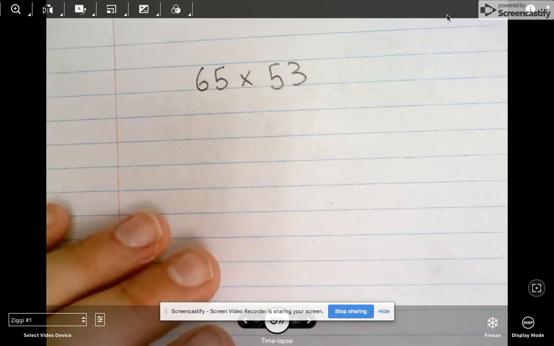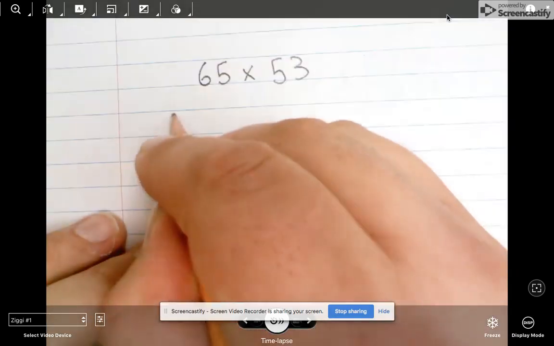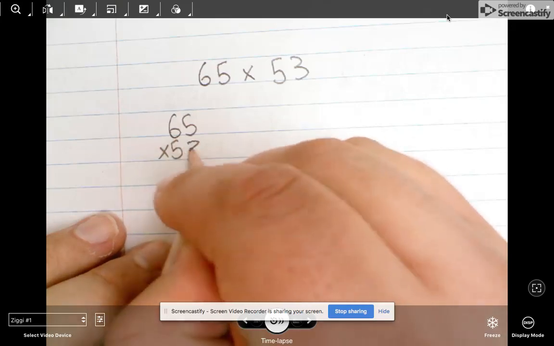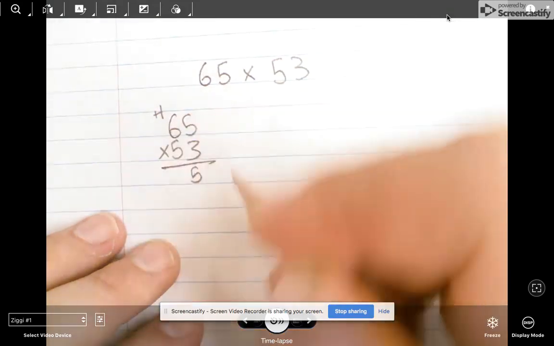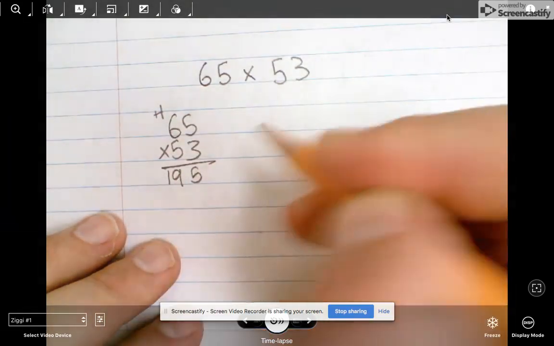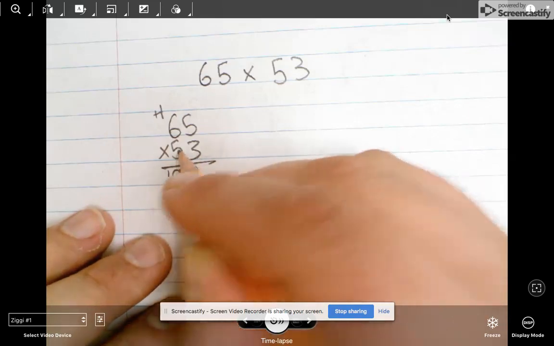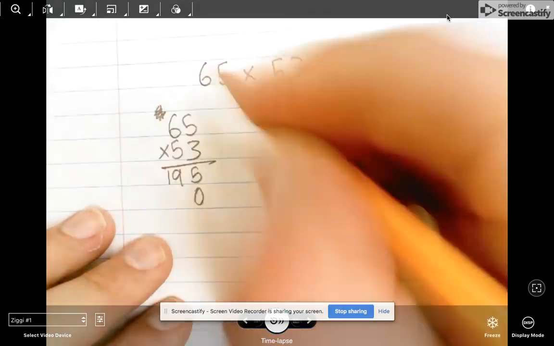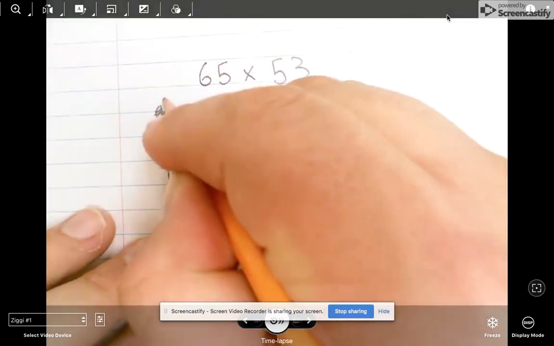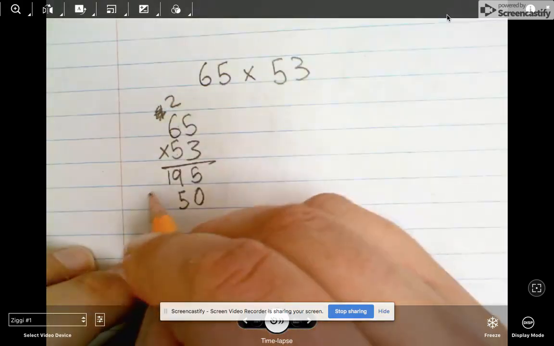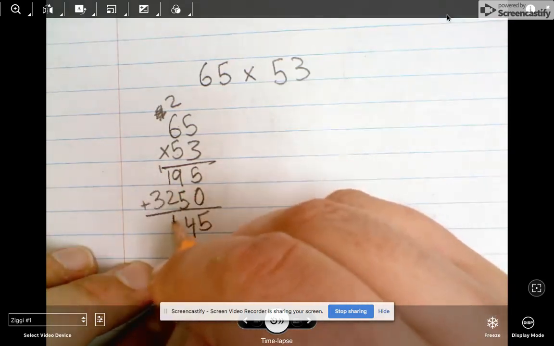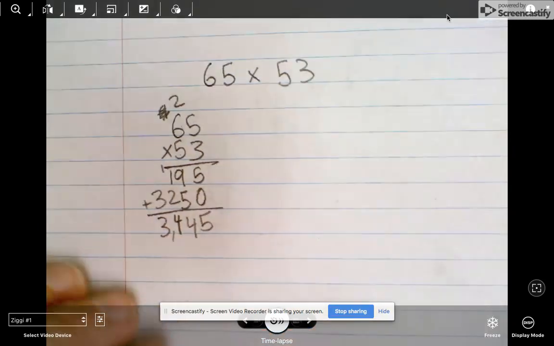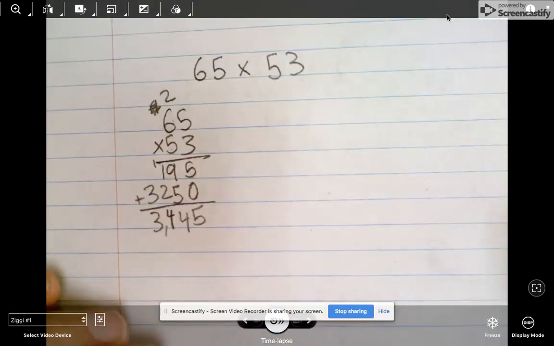Now, most of the time in the standard algorithm, we would say 65 times 53 is 3 times 5 is 15. Regroup your 1. 3 times 6 is 18, plus 1 is 19. You're going to annex the 0 right there because you moved over one place value. I can scratch that out. 5 times 5 is 25. 5 times 6 is 30, plus 2 is 32. And you put those together, and you get 3,455. And that's fine. That's called the standard algorithm, and that's the way most of us learned how to do the process.